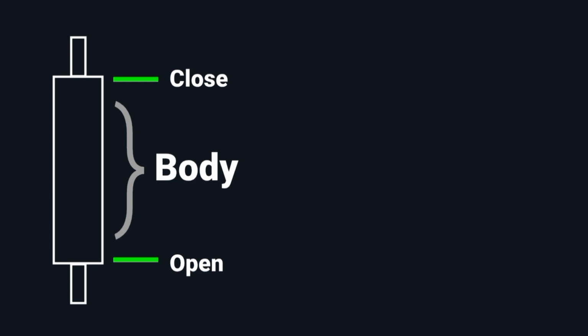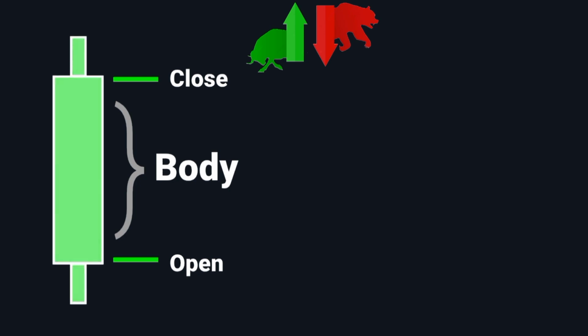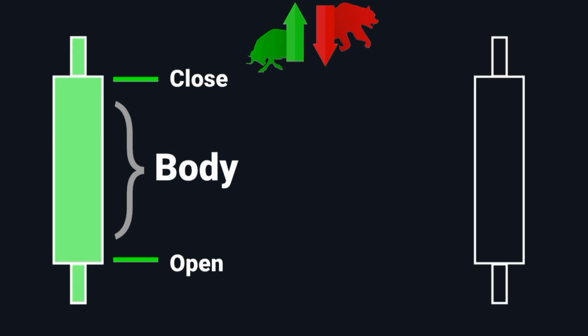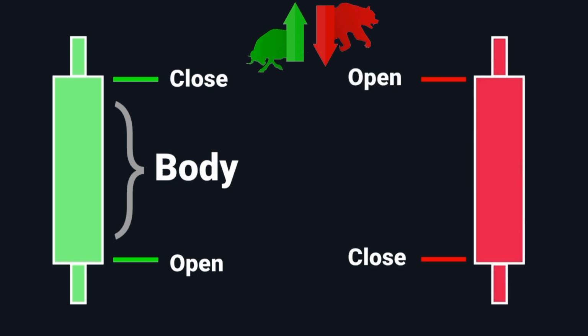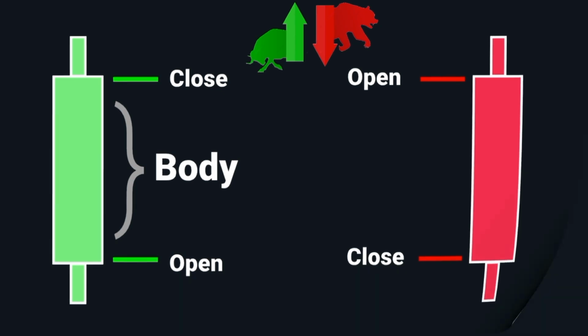The color of the body reflects whether the price movement was bullish or bearish. When the closing price is higher than the opening price, the body is typically green, indicating a bullish movement. Conversely, when the closing price is lower than the opening, the body is usually red, indicating a bearish movement. While colors may vary across platforms, green and red are the most common.